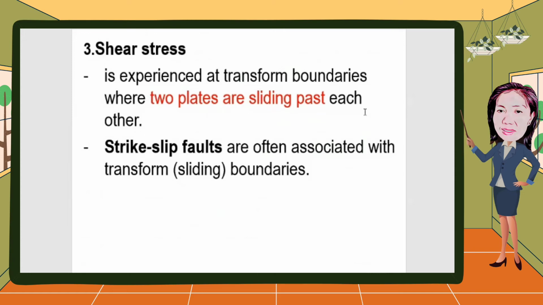So meaning, pa-slide lang siya, nag-move siya left and right. So this is often associated with the strike-slip fault. Kaya na-form ang strike-slip faults because of this force or stress, shear stress. So always remember na pag compressional stress, ano ang result? Reverse. Okay? Pag tensional, normal fault. Pag shear stress, strike-slip fault. Okay?